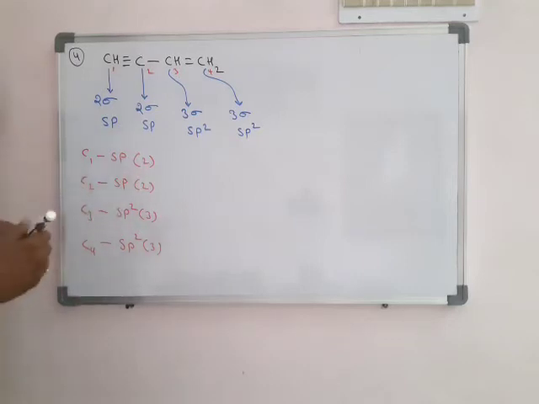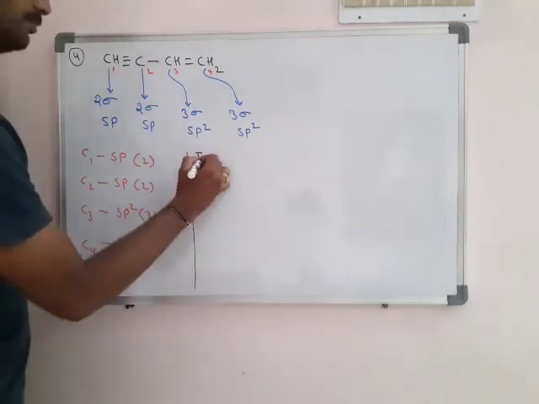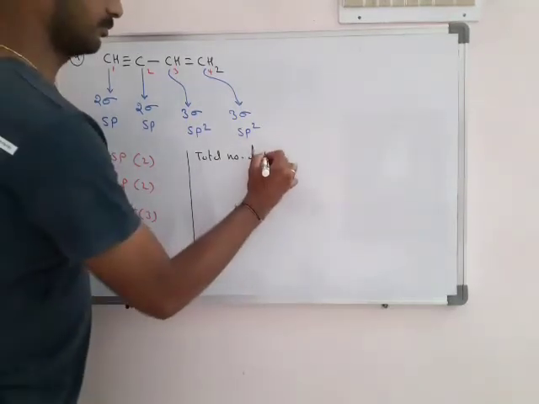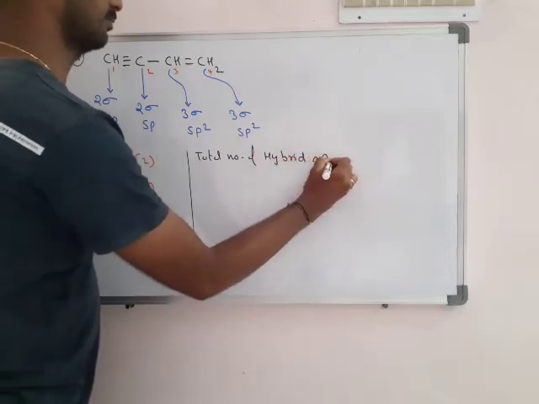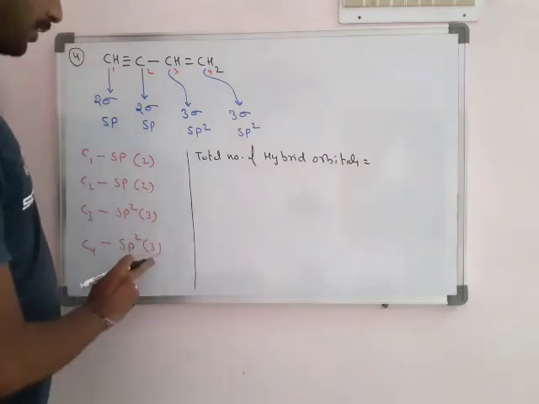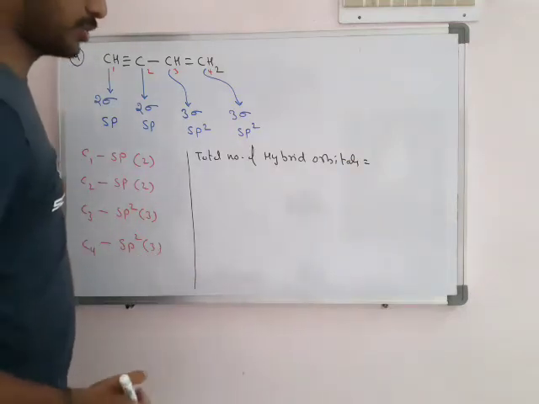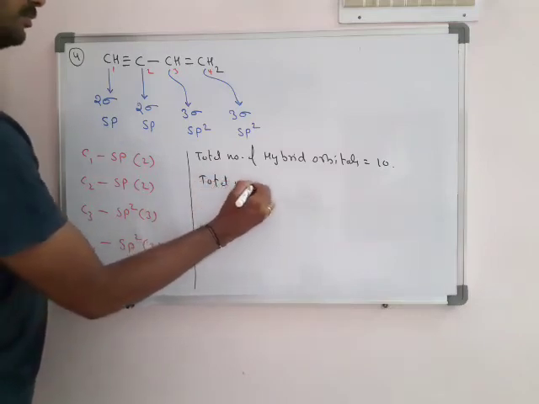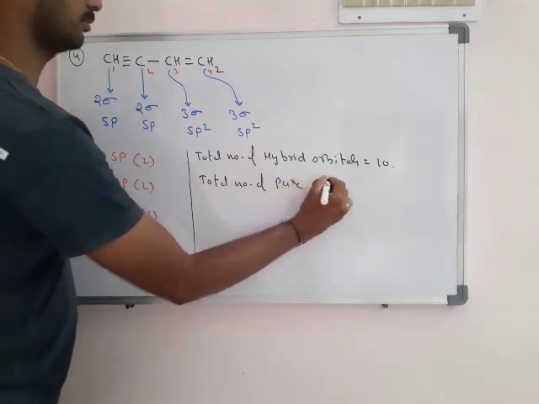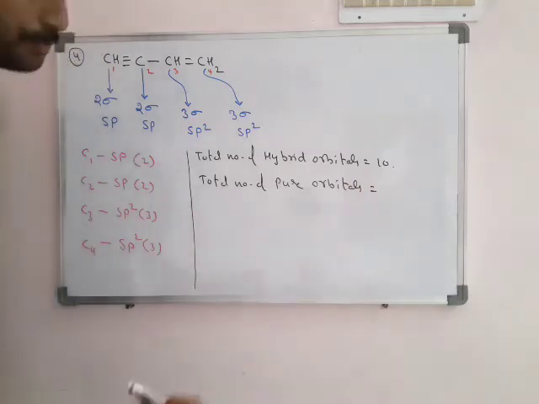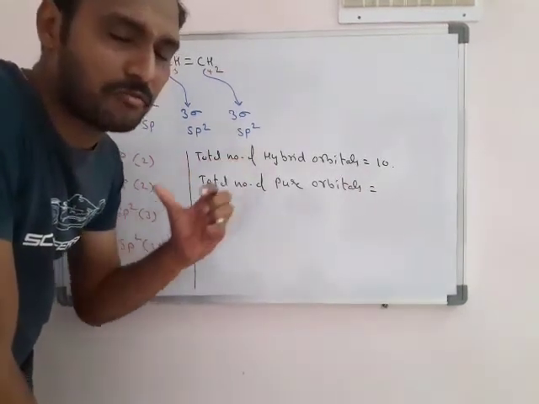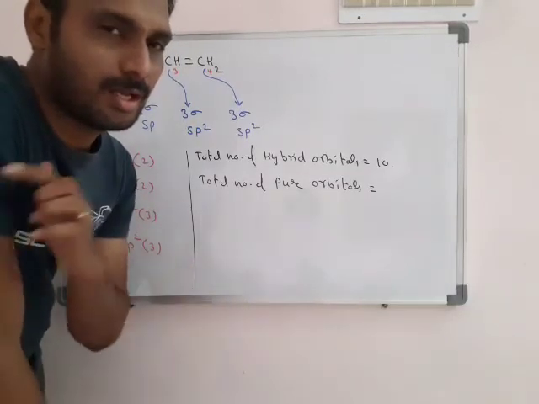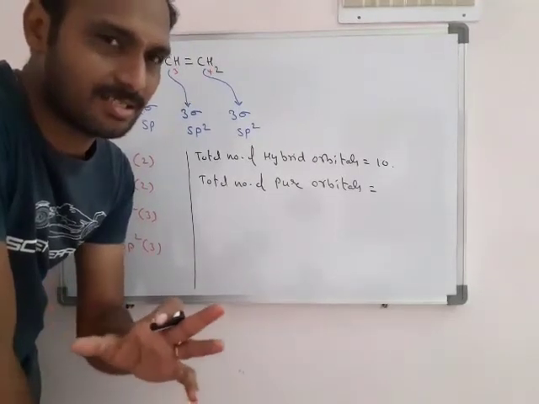So what is the total number of hybrid orbitals now? 2 plus 2 plus 3 plus 3, total 10. Individually we already know that. Next, one more important thing, the total number of pure orbitals. Here the number of pi bonds involved makes it somewhat critical to calculate the number of pure orbitals. Just now I will give a formula.